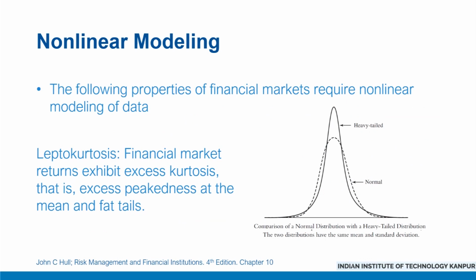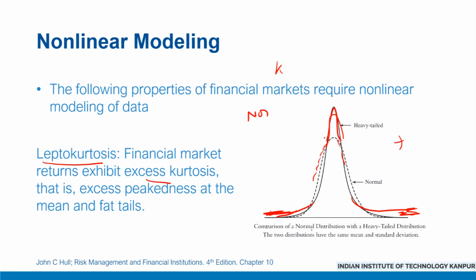Let's explore why. One very important property of financial market returns is called kurtosis. While the normal distribution assumes a kurtosis of 3, financial return data often does not agree with that. For example, it often exhibits leptokurtosis, that is, excess kurtosis or excess peakedness. As compared to the normal distribution here in dotted form, the actual return distribution may be excessively peaked and also exhibit fat tails. Fat tails mean higher probability in the extremes as compared to that predicted by a normal distribution.